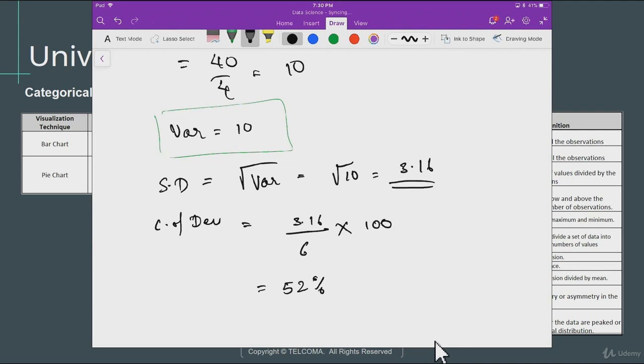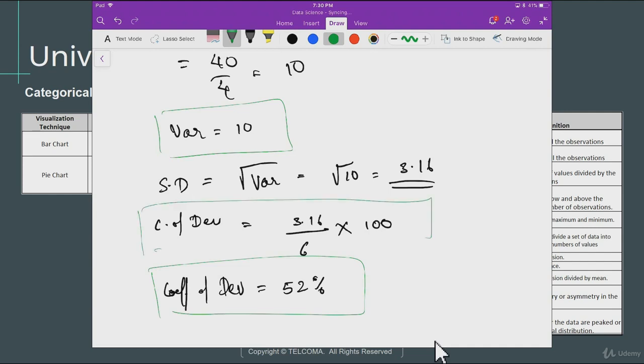So we have three numbers. Let's say coefficient of deviation, we have this number as 52%. We have variance as 10%, and we have coefficient of deviation as 3.16. My apologies. Let's just clear this. We have coefficient of deviation as 25%, and we have standard deviation as 3.16. So we have the first three numbers.